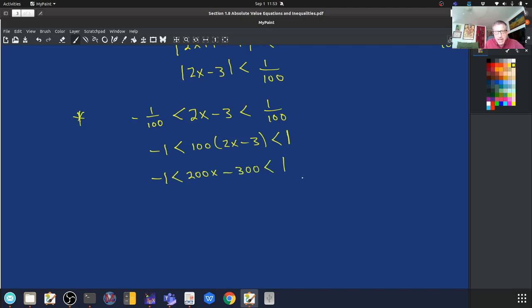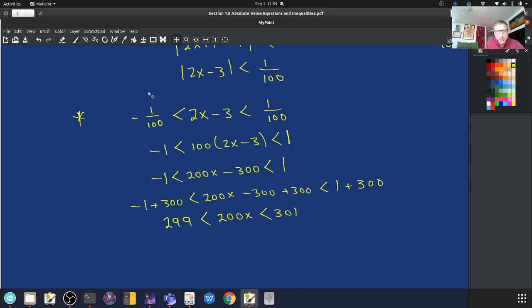So now I'm going to add 300 to all three parts. Minus 1 plus 300 is less than 200x minus 300 plus 300 is less than, I'm adding 300 to all three sides. So minus 1 plus 300 is 299, is less than 200x, is less than 301.